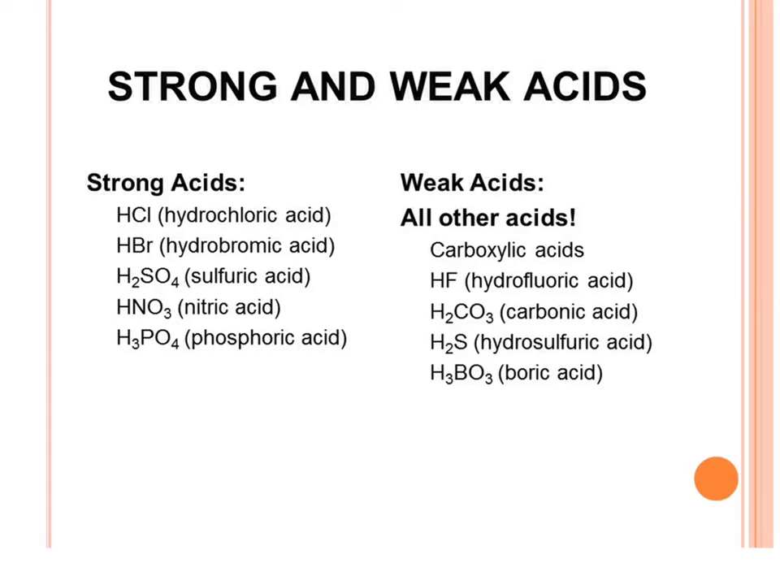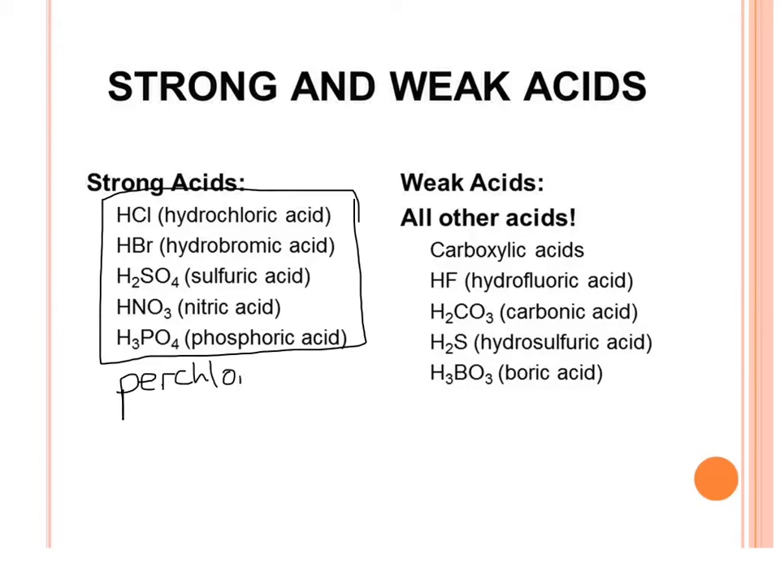Some examples of strong and weak acids. Really, there are only 6 strong acids known. Any other acid is weak. HCl, hydrochloric acid, hydrobromic acid, sulfuric acid, nitric acid, and phosphoric acid. Actually, we've forgotten one here. There's also perchloric acid, which is HClO4. These ones are all strong acids. Any other acid is weak.